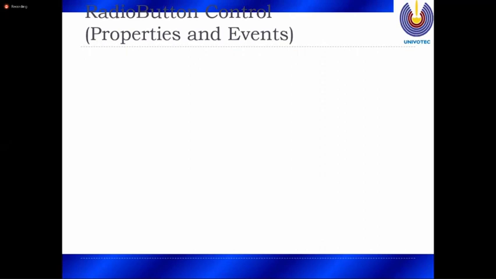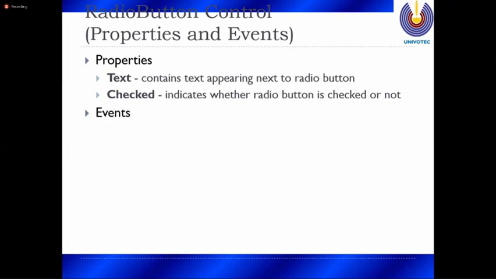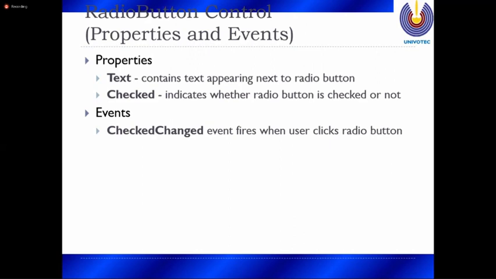Now you can see the RadioButton properties. What other properties are there? It has a text, which appears for the RadioButton. Next, Checked: you can indicate whether the RadioButton is checked or not. Then we have another event, the CheckedChanged event. If any change happens, it fires the event. The standard prefix is rad, for RadioButton.